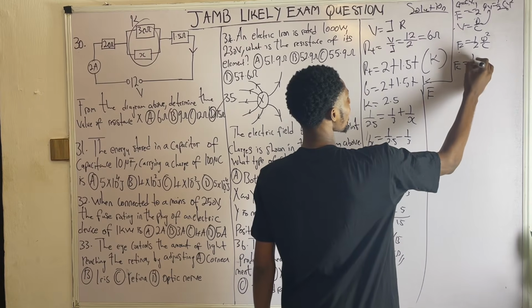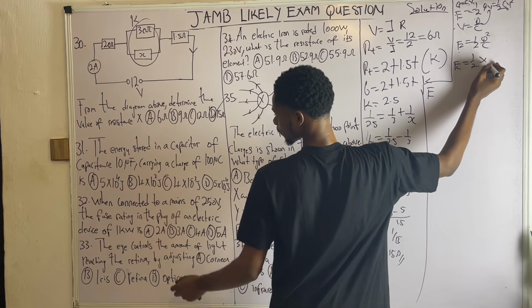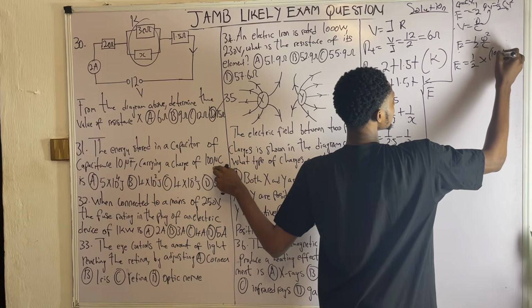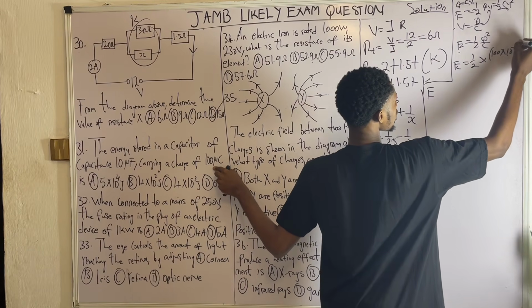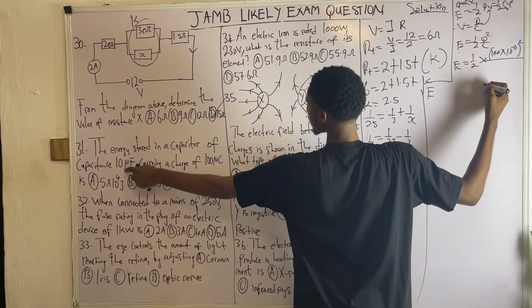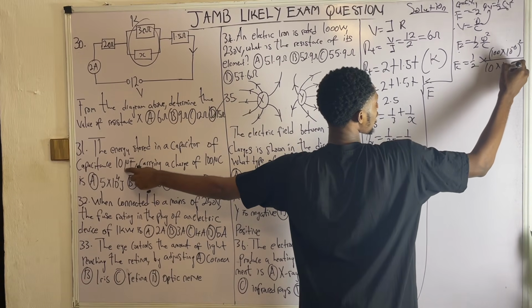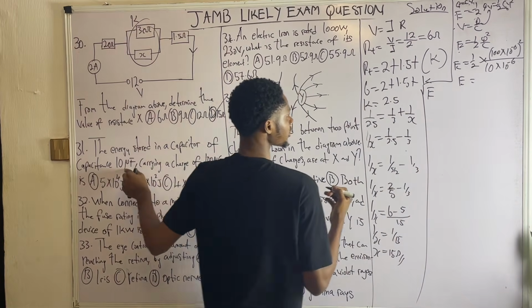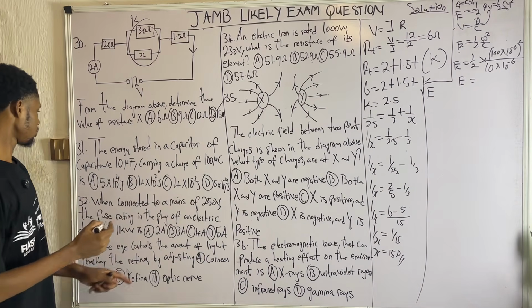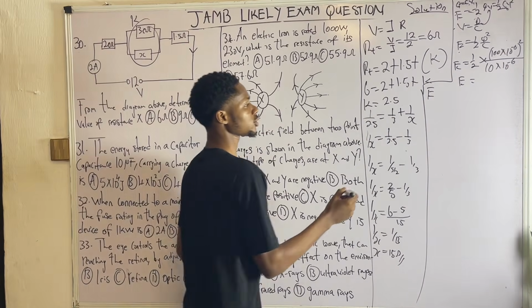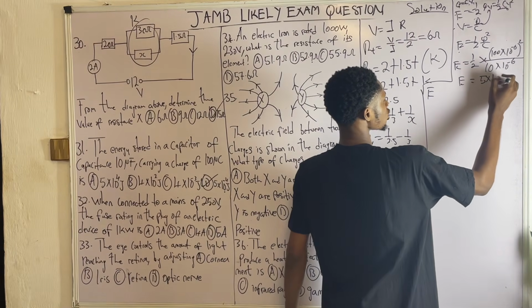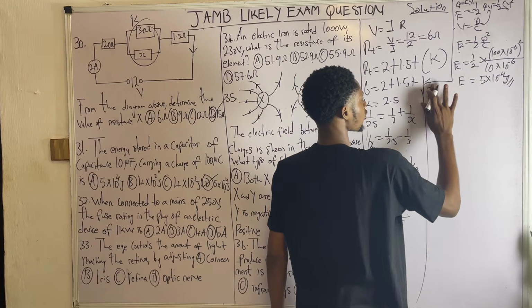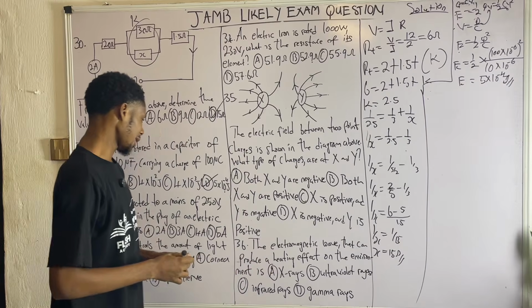So E is equal to 1 over 2 times Q squared. This is the charge, 100 microcoulombs. We have 100 micro, which is 10 to the power of minus 6, all squared, divided by the capacitance, 10 microfarads, 10 times 10 to the power of minus 6. When you do the math for that, you should have option D: 5 times 10 to the power of minus 4 joules. Very, very easy. That's how a problem like this is tackled.